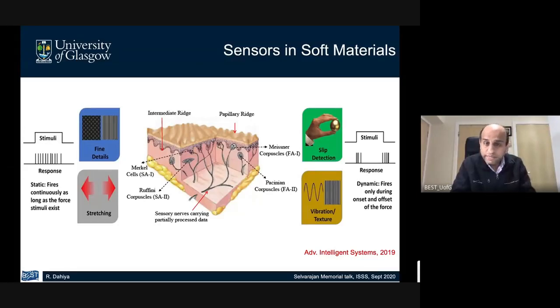And if you look again at the example, the skin that is shown here also comes with a variety of sensors. It is not just one sensor that is suitable. Within pressure sensing, you have two different types of receptors present in human skin: slow adapting and fast adapting. Slow adapting respond to static and quasi-static stimuli, whereas fast adapting respond to dynamic stimuli.